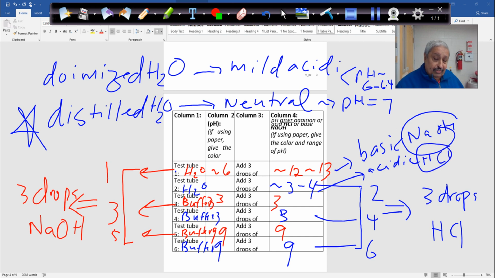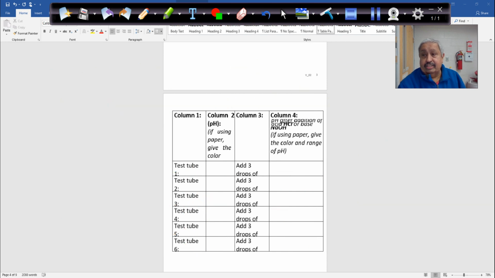But then 3 and 3 does not change. 9 and 9 does not change. I don't see any changes with the pH buffer when I add the buffer to them, because they will resist any change of the pH. The pH will remain as is. Correct, guys? Even if you add sodium hydroxide or HCl, not that much, 3 drops only, that will not change. Any question? No question. I'll take this one out.